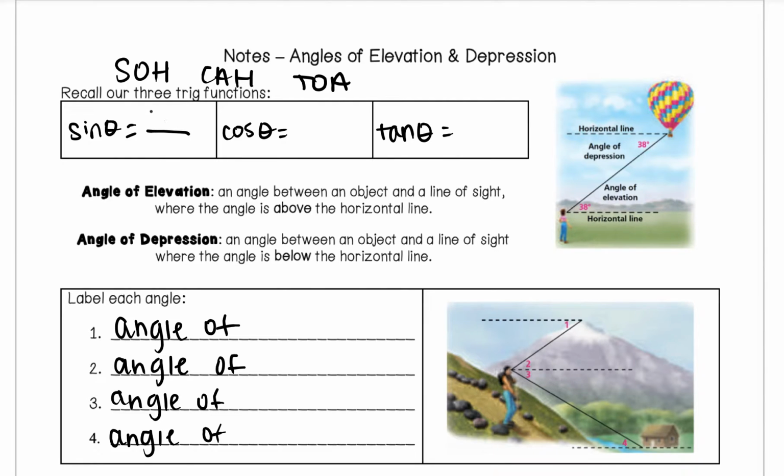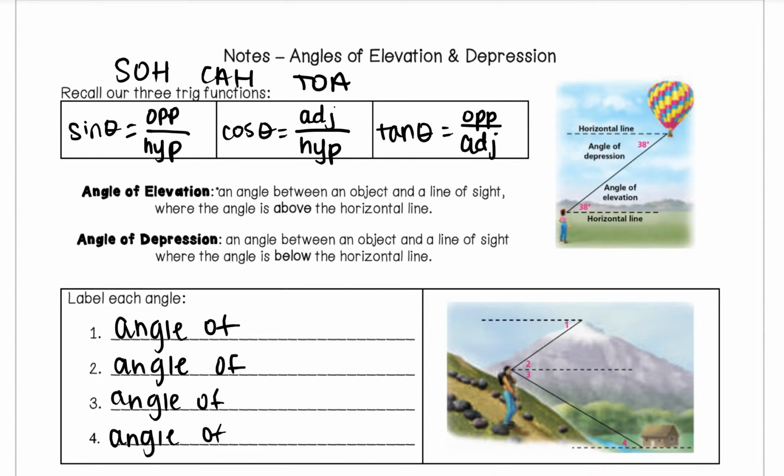For the sine of theta, you would put your opposite side over your hypotenuse to get the ratio for sine. For the cosine of theta, you put your adjacent side over your hypotenuse. And for your tangent of theta, you put your opposite side over your adjacent. So we're going to be using these once we identify an angle of depression or an angle of elevation in a real-world scenario and use those three trig functions to help us find those missing parts.